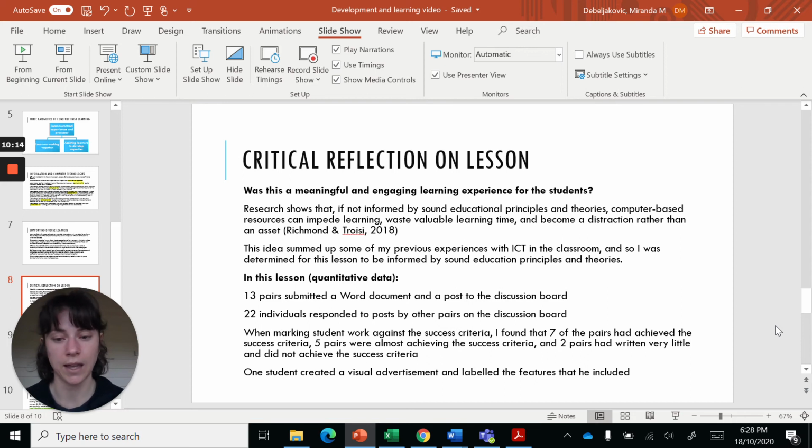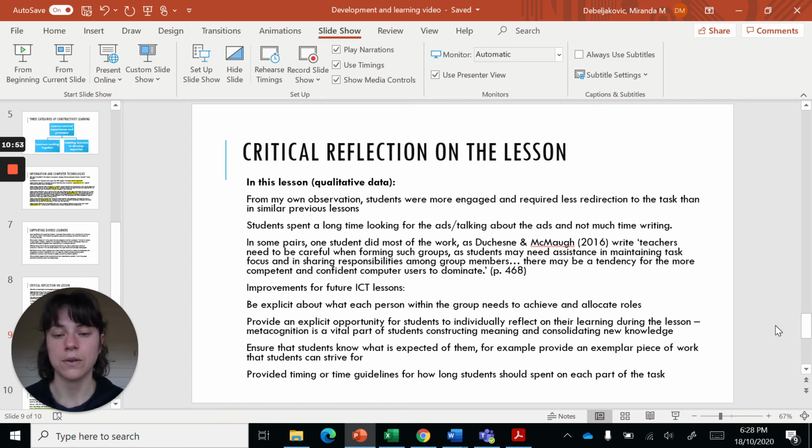So quantitatively, in terms of, I suppose, measuring success, 13 pairs submitted a Word document and a post to the discussion board. 22 individuals responded to posts by other pairs on the discussion board. When I was marking the students' work against the success criteria, I found that 7 of the pairs had achieved the success criteria. 5 pairs were sort of almost there, so showing some understanding, and 2 pairs had written very little and did not achieve the success criteria. And there was that one student who made the visual ad and labelled the features that he included.